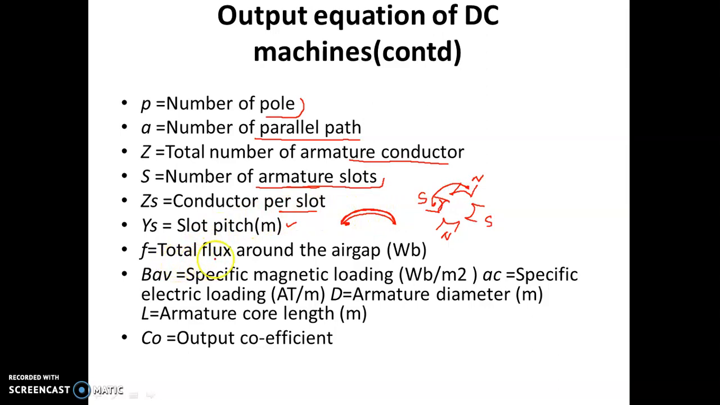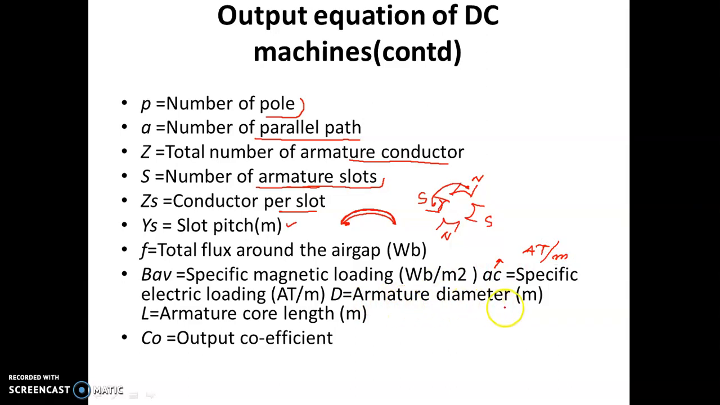And F equals the total flux around the air gap. B average, a specific magnetic loading, is in Weber per meter square. B equals the specific magnetic loading or average flux density, which is flux by area. And AC equals the specific electric loading in ampere turn per meter. This specific electric loading means ampere turn per meter.